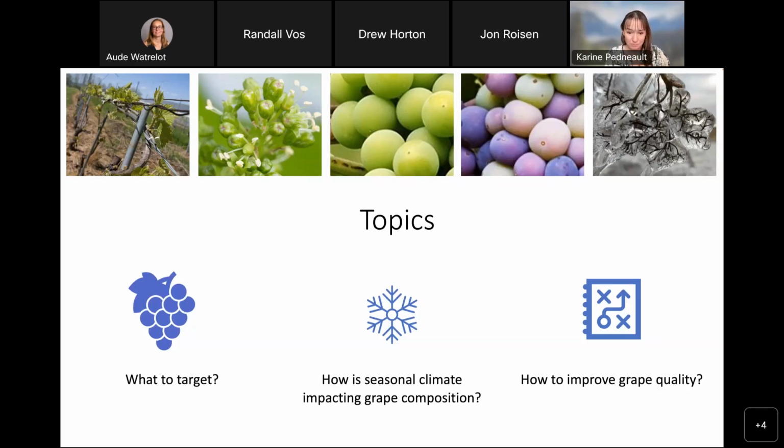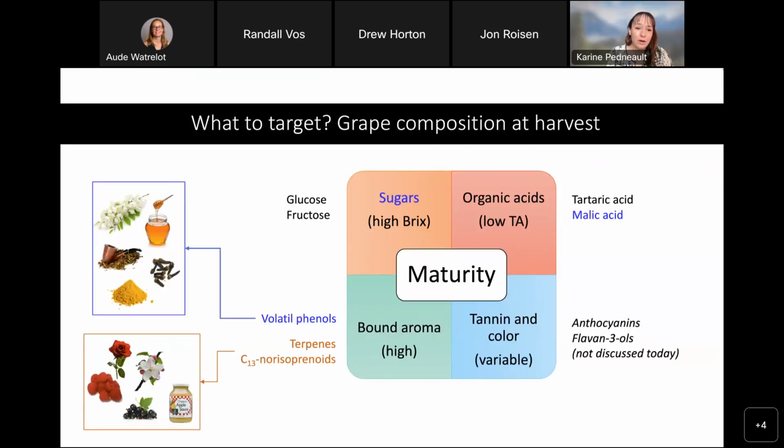All right, so what to target with grape composition at harvest? So obviously, within the parameters that we look at for berry ripening, sugar is the first thing and organic acid is the second thing.